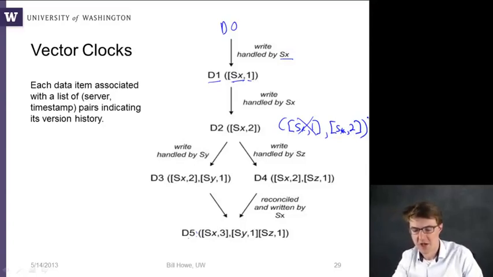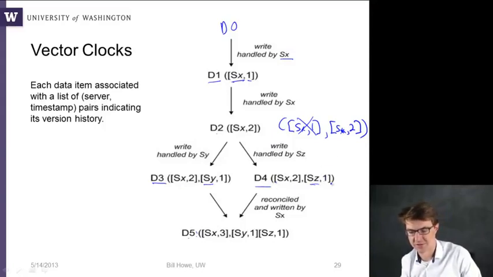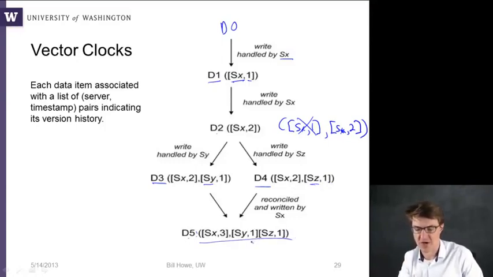Okay, but now independently, two different clients read D2 and write back different values. One writes back D4, one writes back D3, and these two requests were handled by different servers, SY and SZ. And so these facts get recorded in the vector clock since they're different. Now, we call this vector clock the context. The context will reflect this fact when the next read comes in. It'll see that, oh wait, there's a conflict here because we have the same timestamp but two different servers.